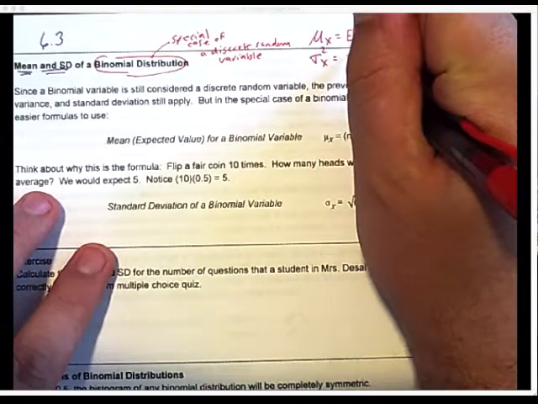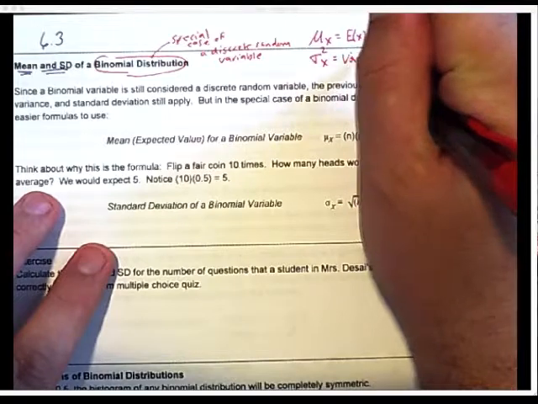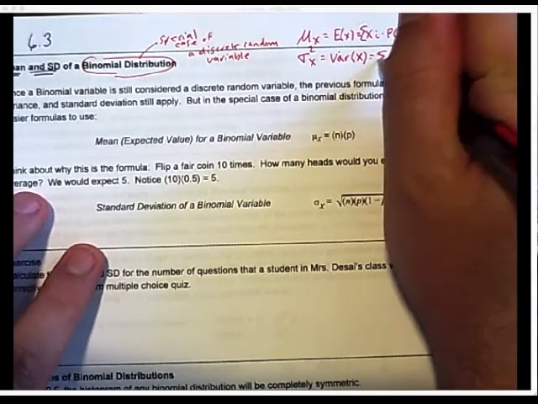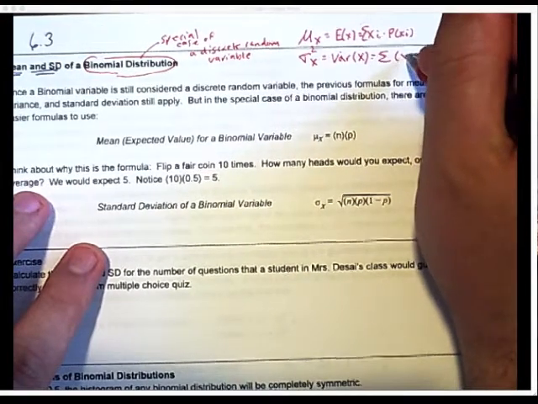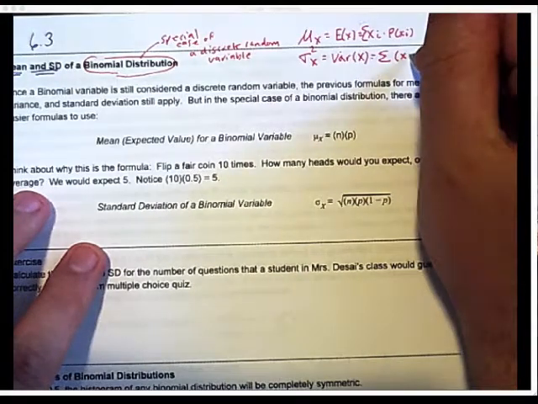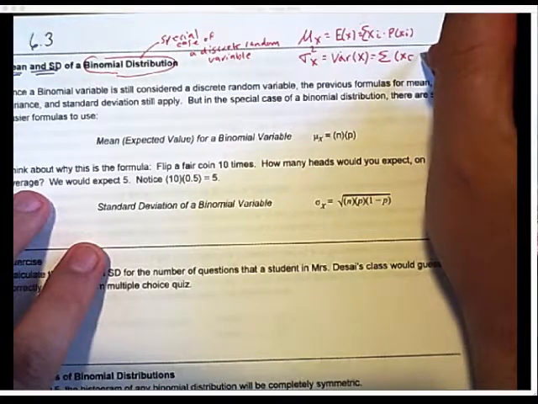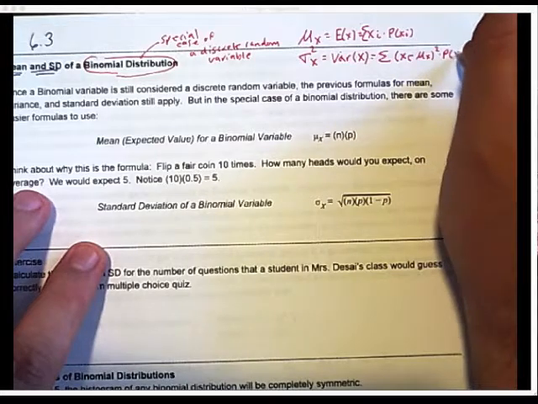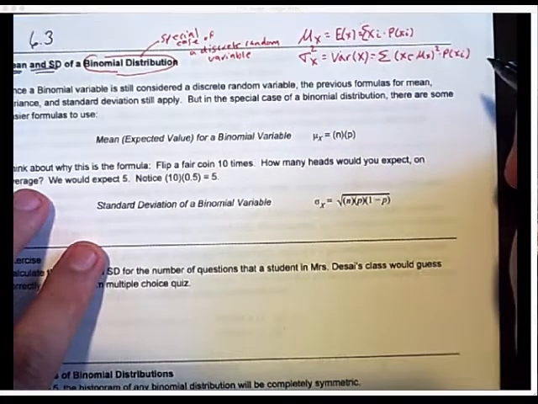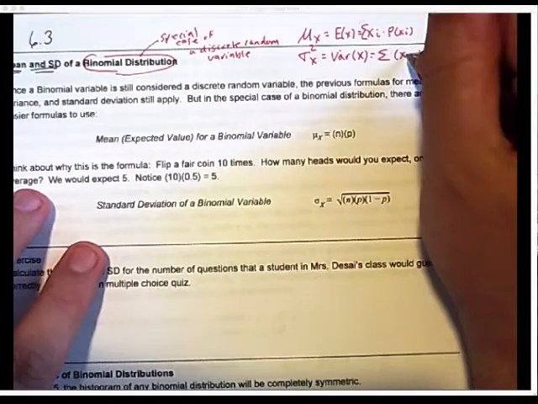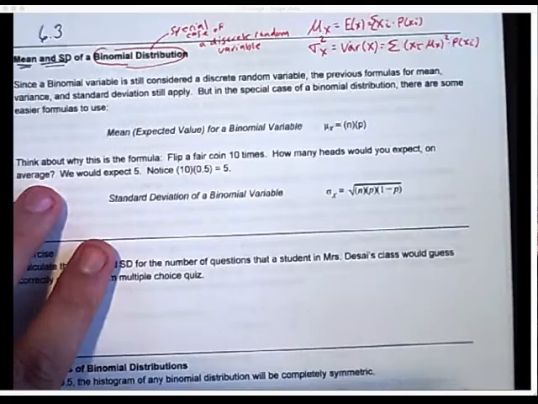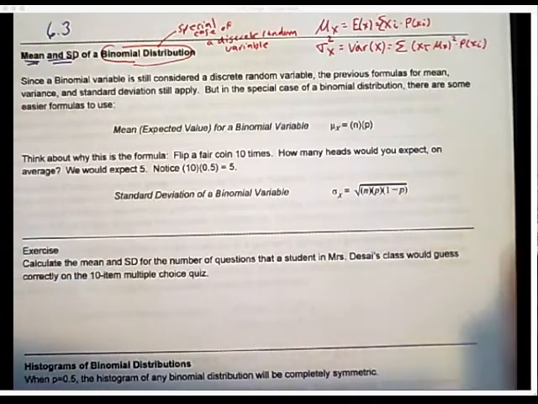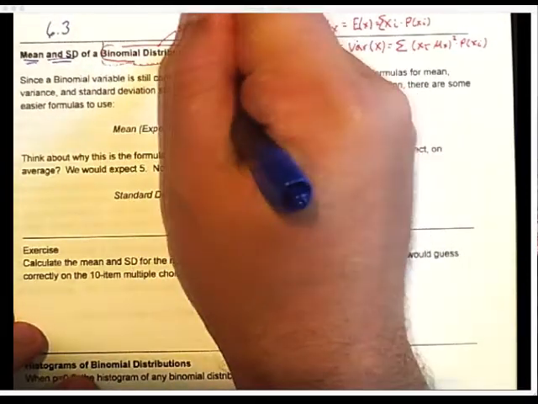That's also called Var X. We could take the sum of the individual x's minus the mean, squared, times the probabilities. So that formula will still work for the variance. But there are two easier formulas that we can use if we know a distribution is binomial.